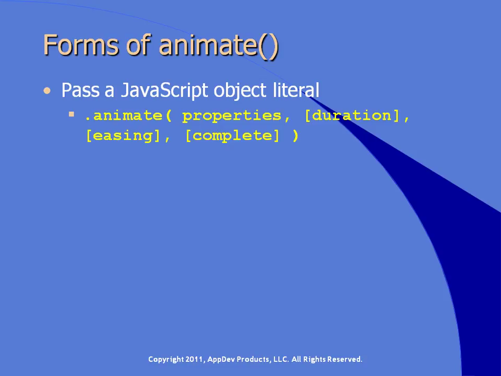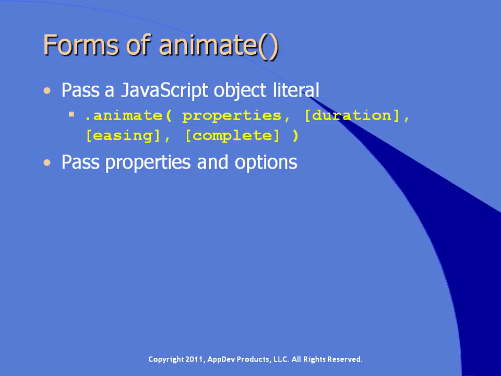Then there's the duration property. The duration parameter sets the time period for the animation in milliseconds. And then easing is a way to control the animation, varying its speed as it progresses. And then the complete argument, the final argument there, lets you specify a function to execute when the animation finishes.